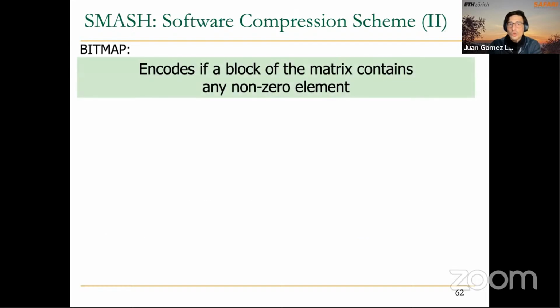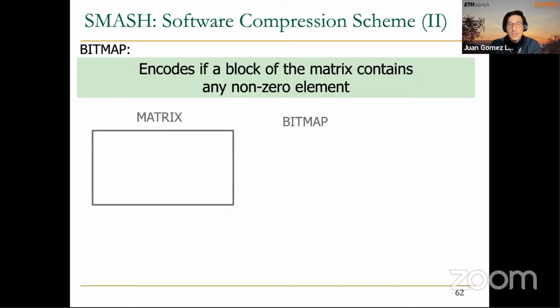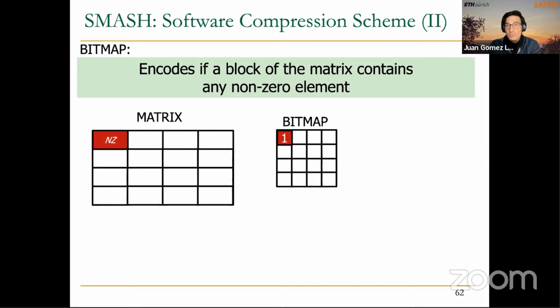The idea is to encode each block of the matrix that contains at least one non-zero element by using the bitmap. So on the left, we have our matrix. On the right, we have the bitmap. This is our first non-zero block, which means that some of the elements in this block are non-zero. And I want to emphasize the fact that this is not an individual element. This is a block of consecutive elements, for example, one cache line.